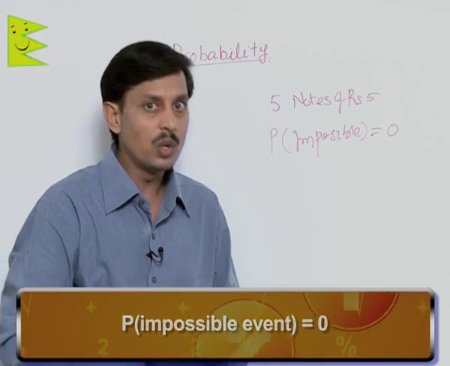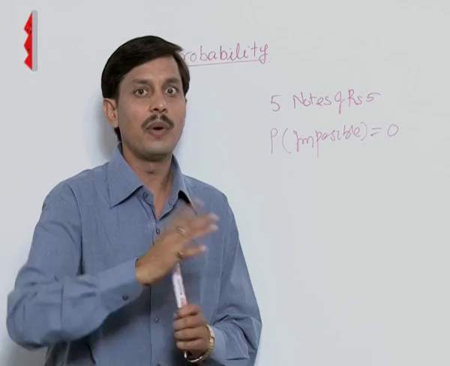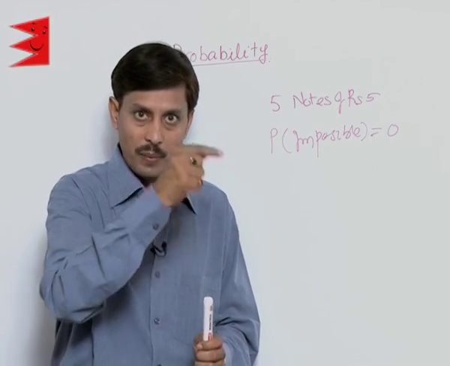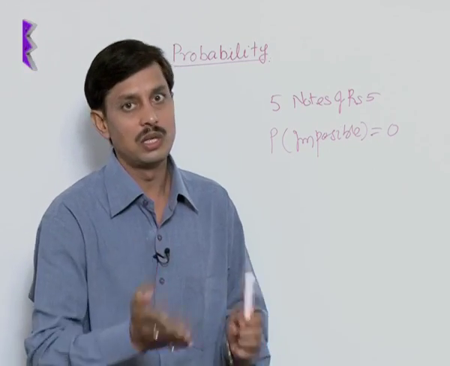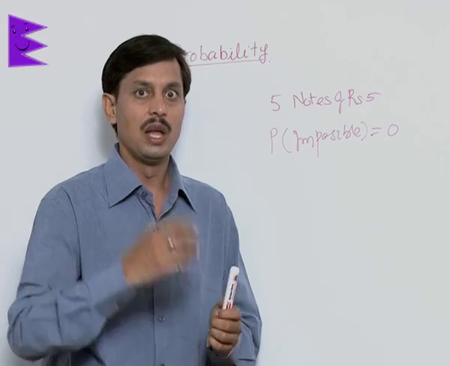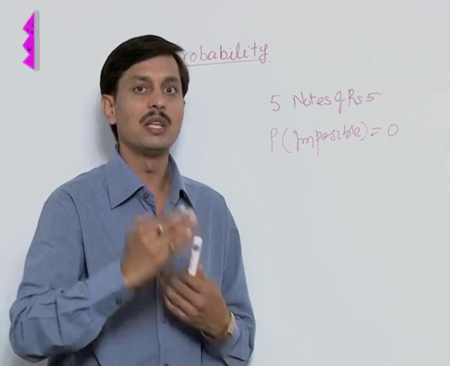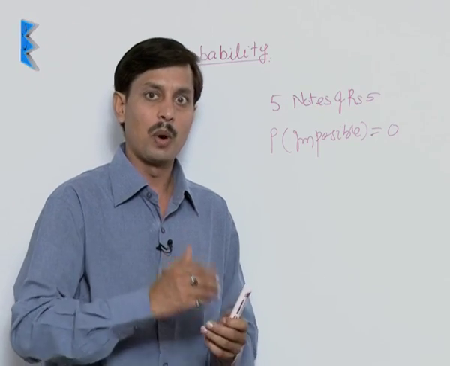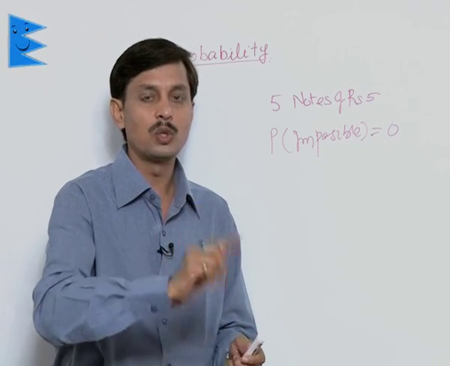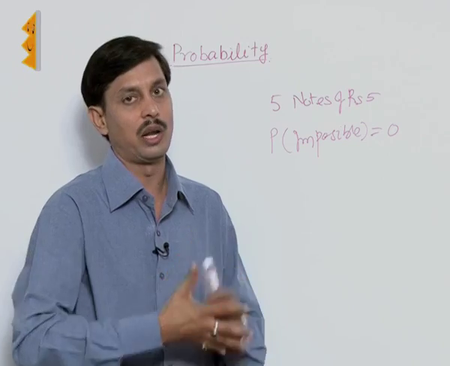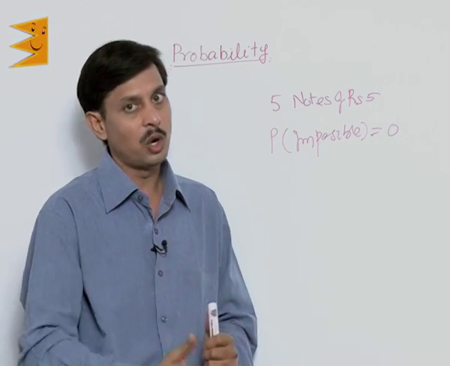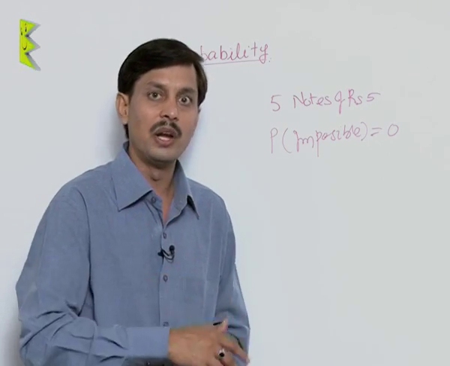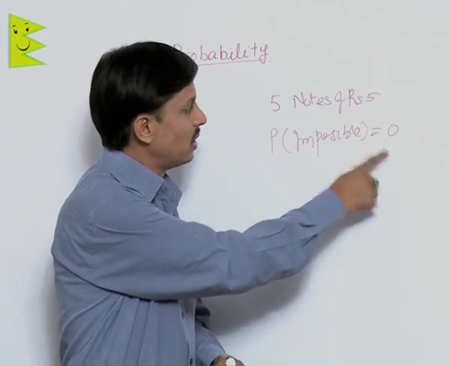So you need to note that the probability of any event is favorable trials upon total trials in the sample space. The probability of not happening is 1 minus the probability of happening, and the probability of happening is 1 minus the probability of not happening. The probability of a sure event is 1 and the probability of an impossible event is 0.